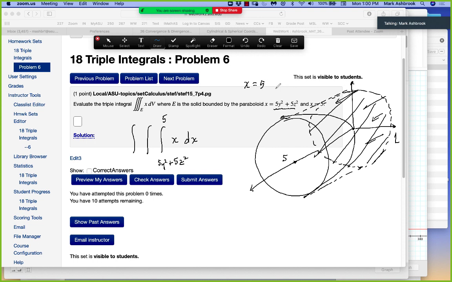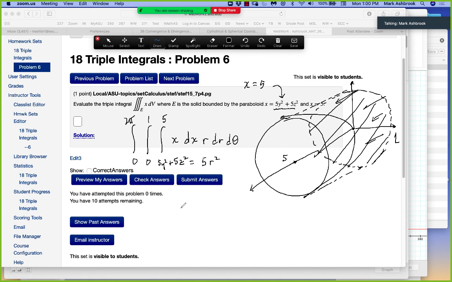So x equals 5. Solving this actually makes the disk of radius 1. So we're going to do our r dr d theta. And so r is going to go from 0 to 1. Theta is going to go from 0 to 2 pi. That's the unit disk.